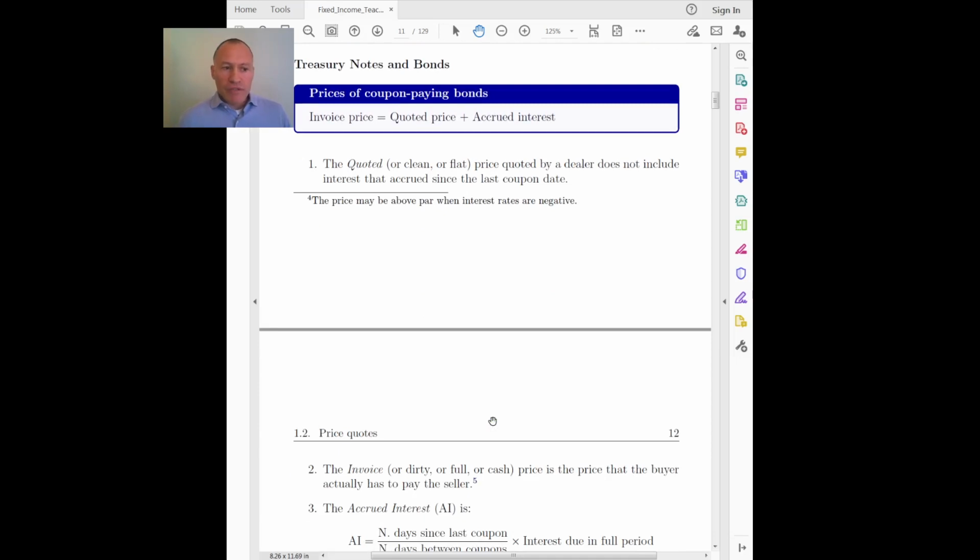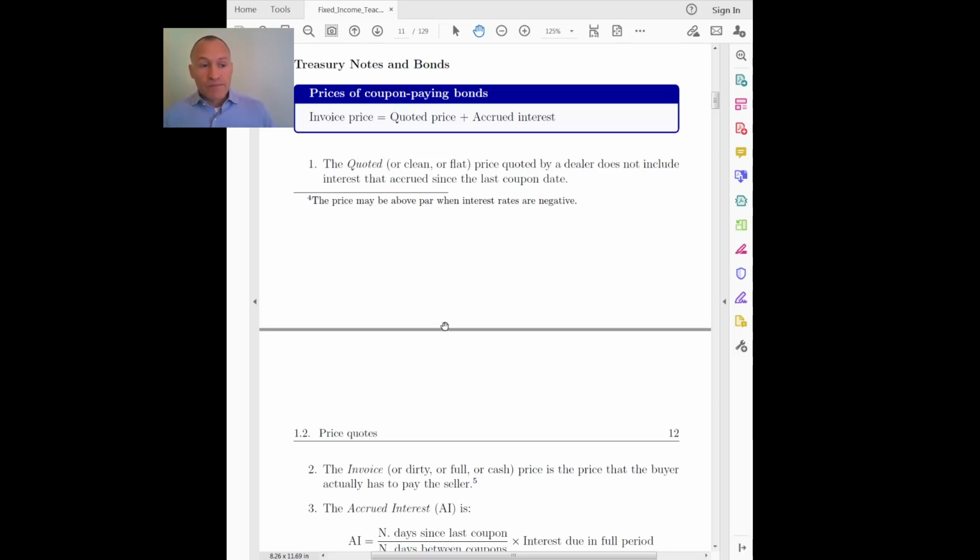The second quoting convention is for Treasury notes and bonds. This one is more important because it is common to other markets, so we need to understand how this works. The bond price that we're going to talk about in this course, which is the total amount of money that I have to pay for a given bond, is what we call the invoice price, or some other words like dirty price or full price or cash price. So this is the actual amount of money that I need to spend to buy a bond, or the total amount of money that I get if I sell the bond.